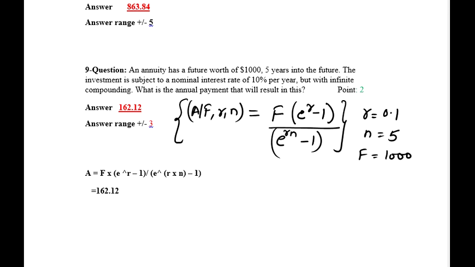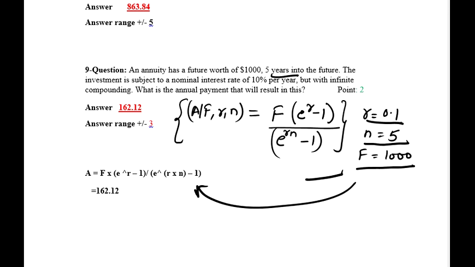So the formula is just the reciprocal of that: F times (e raised to r minus 1) divided by (e raised to rn minus 1). Your r value is given as a percentage, 10%, so it is 0.1. N is 5 years, and the final value is 1000. Substitute this into the equation and you will get 162.12.